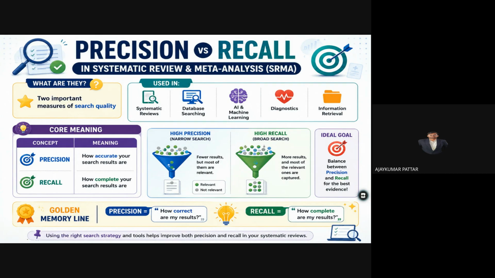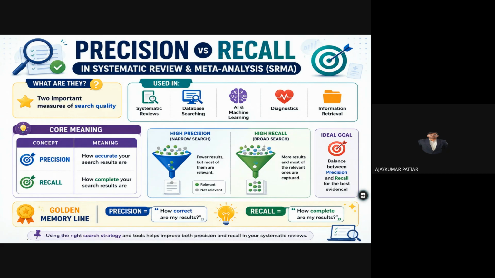The core concept: precision means how accurate your search results are. Recall means how complete your search results are. Just I will read once and I will explain. High precision means a narrow search. You will get fewer results, but most of them are relevant. What is recall? It is a broader search, with more results, and most of the relevant ones are captured, but it is a broader set, and sometimes you may get not too relevant articles also.